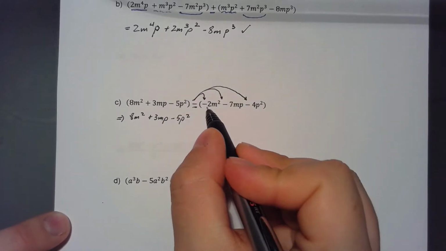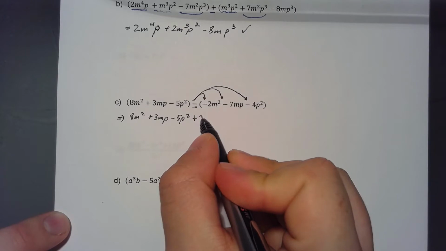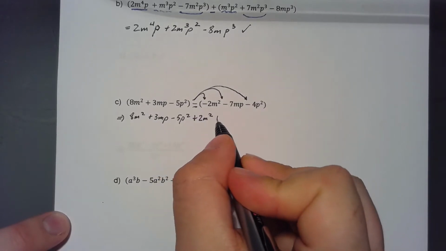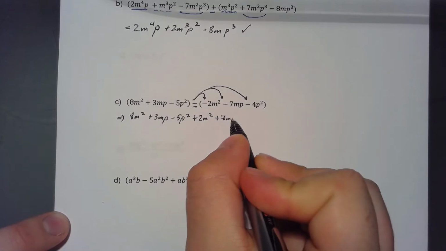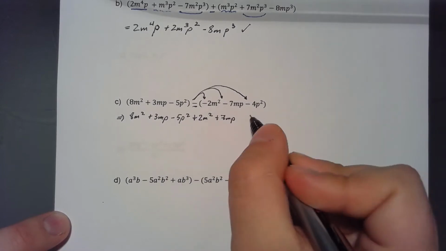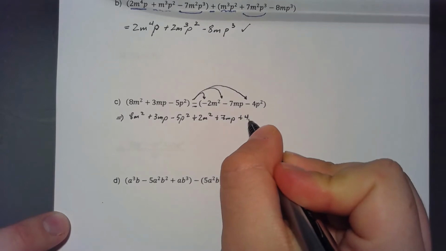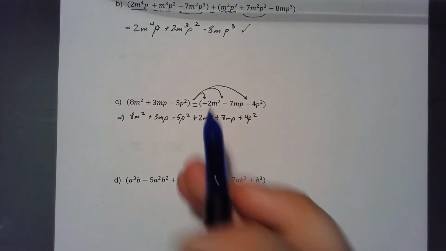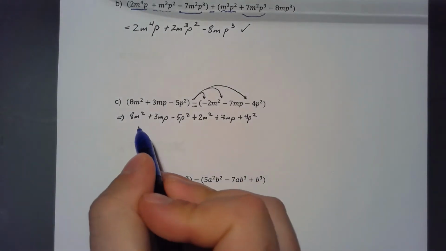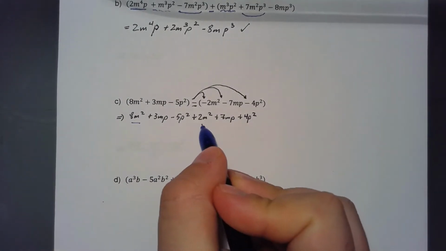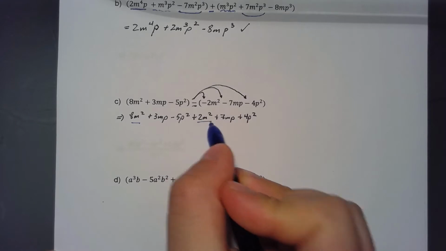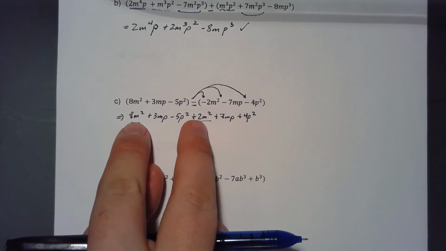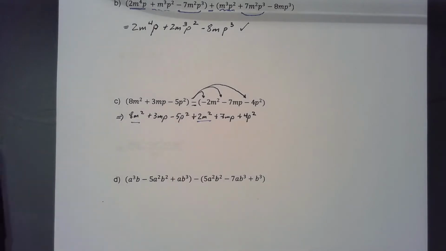When I distribute a negative to a negative, that becomes a positive. 2m squared, negative times a negative is another positive, that's positive 7mp. A negative times another negative is another positive, that's 4p squared. So now I can combine like terms, like I did in the first two problems. Here's an 8m squared, here's a 2m squared, and those are the only m squared terms, so they combine to be 10m squared.